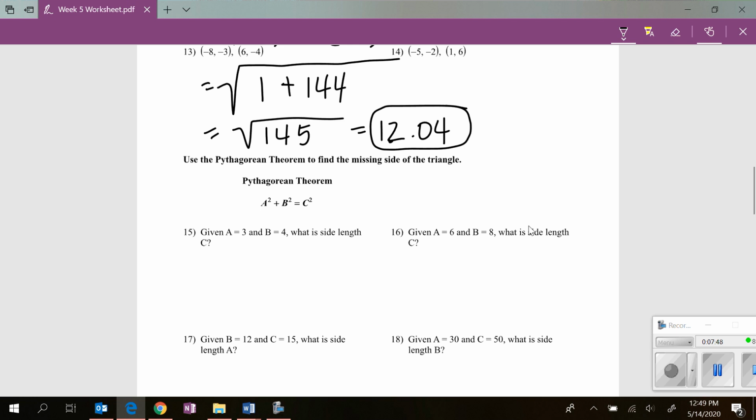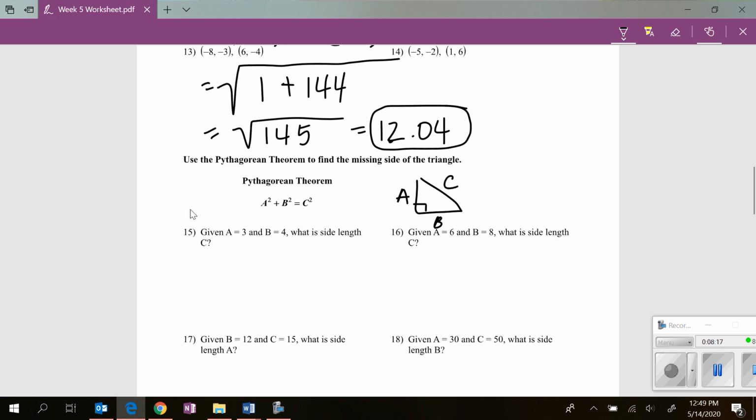Pythagorean theorem, you might have seen this before. A squared plus b squared equals c squared, okay? So we're going to use this formula to find a missing side of a triangle. This is what you use that for, and precisely it's for a right triangle, okay? So only triangles that have a right angle like this, and your legs are a, b, and your hypotenuse, that long diagonal side, is always c, okay?